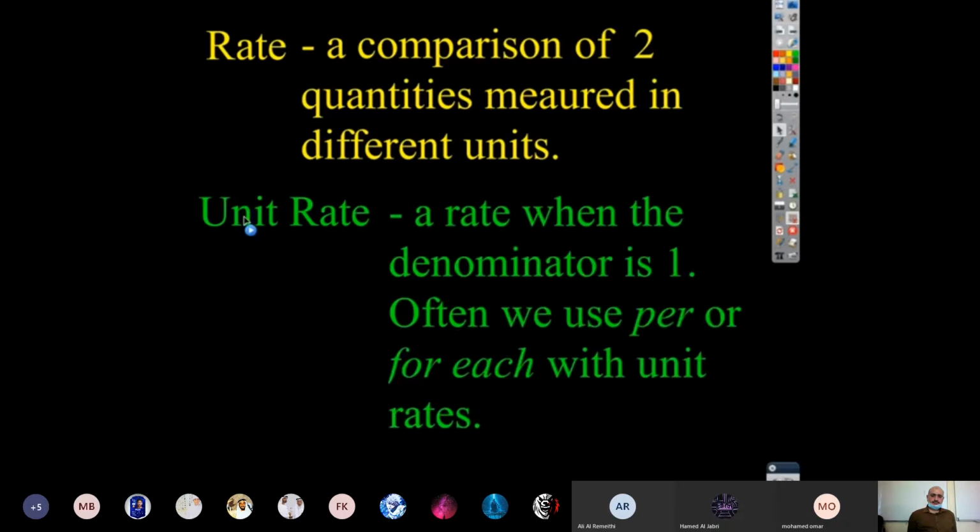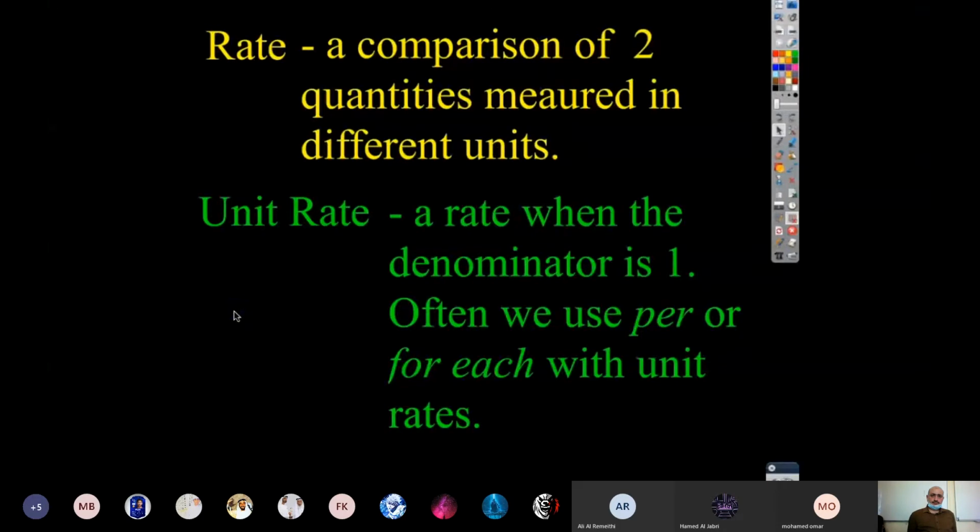Now, a unit rate is when we have a rate where the denominator is 1. Often we're going to use the word per or for each with unit rates. Not always, but you're going to see it that way a lot of the time.